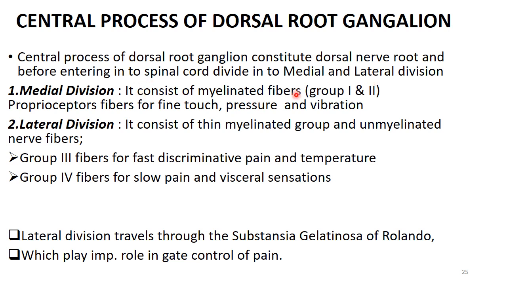It consists of myelinated fibers. It is meant for proprioceptors, fine touch, pressure, and vibration. So they are thicker, more myelinated. The lateral division has thin myelinated or unmyelinated fibers. They come under the group 3 and 4 classification of nerve fibers, and they are for slow pain and visceral sensations, less discriminative, like pain and temperature. This lateral division travels through the substantia gelatinosa of Rolando. So the full name of substantia gelatinosa, Rexed lamina 2, is the substantia gelatinosa of Rolando. Again, this is the name of the scientist, which plays an important role in the gate control theory of pain.